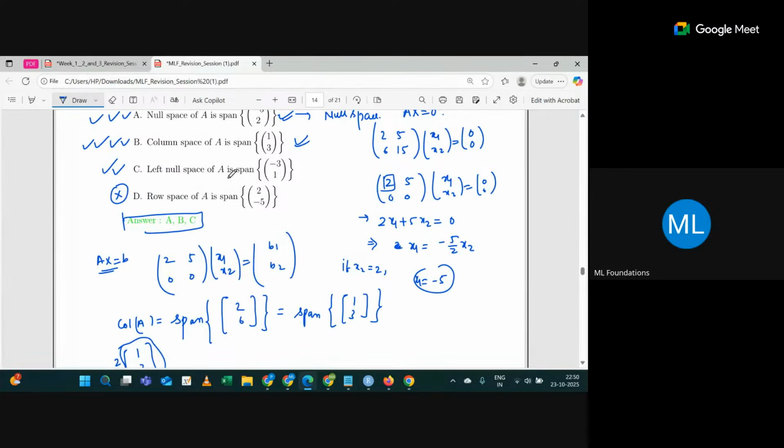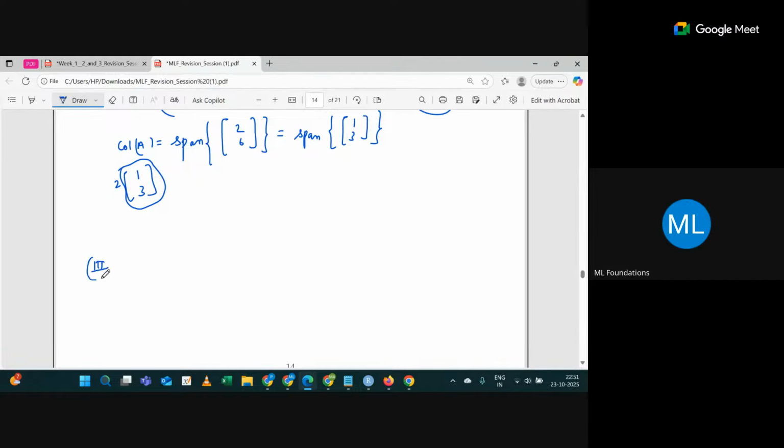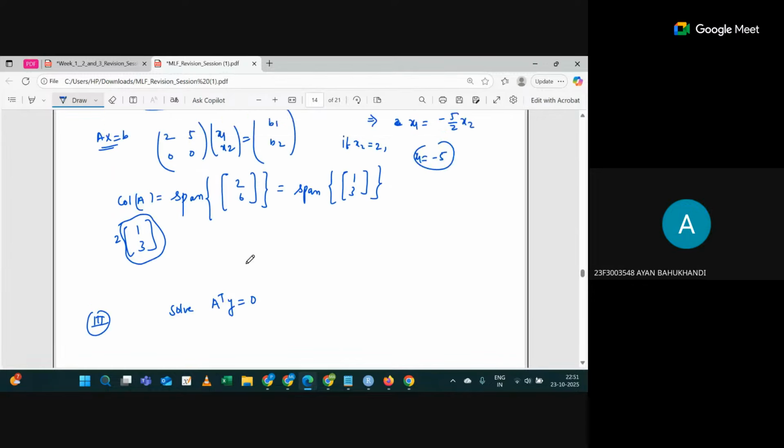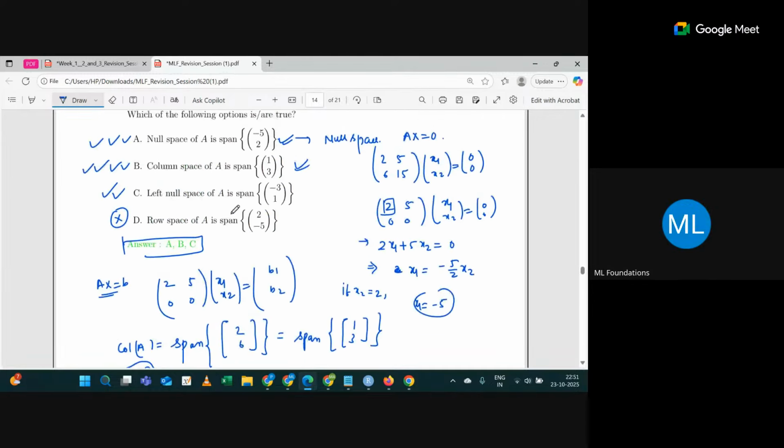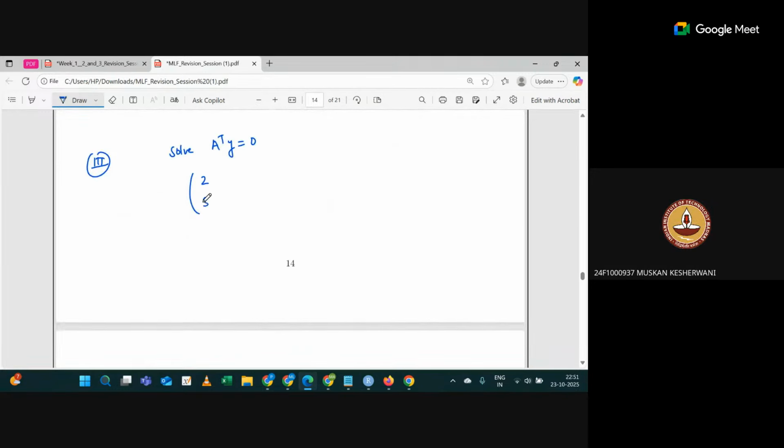Now, left null space of A transpose. How will you write the left null space? Basically, we have to solve A transpose y equal to 0, right? So what is A transpose? We just write it as 2, 6, 5, 15, and this is y1, y2 equal to 0, 0.